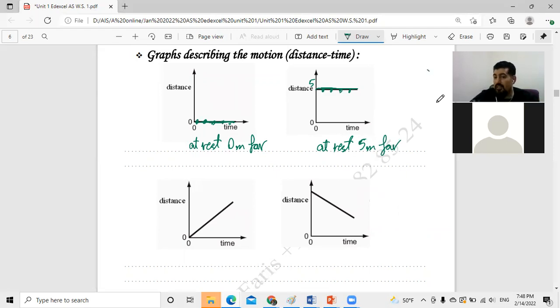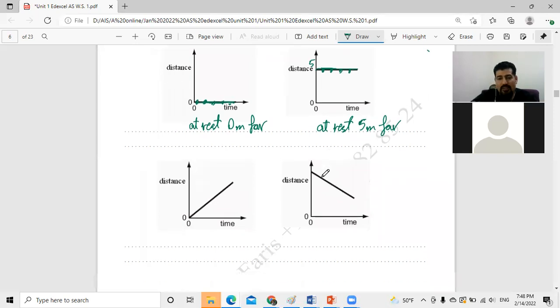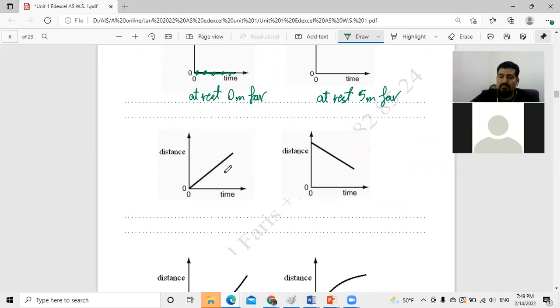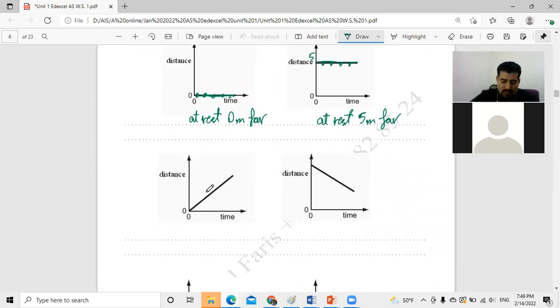You finished IGCSE, so these things have to be easy. What about this line? What does it represent? Excellent. This object is at steady speed, or steady velocity. Yes, steady speed. I said speed because I don't have direction. It's not displacement. At steady speed or constant speed. Okay, and this one, exactly. Also at steady speed.